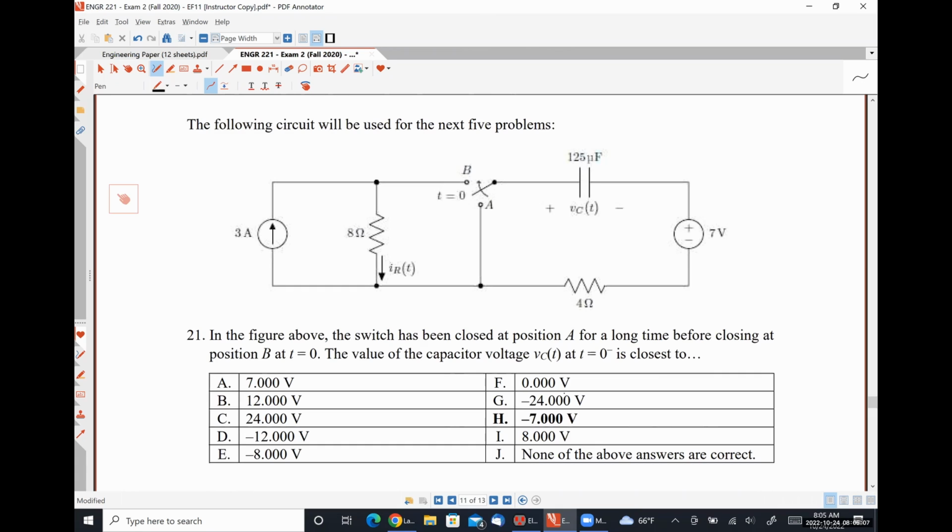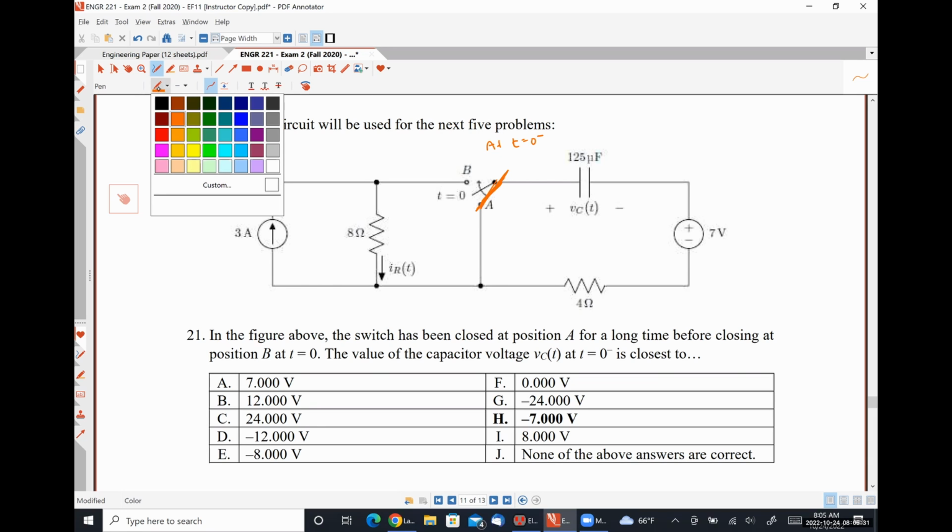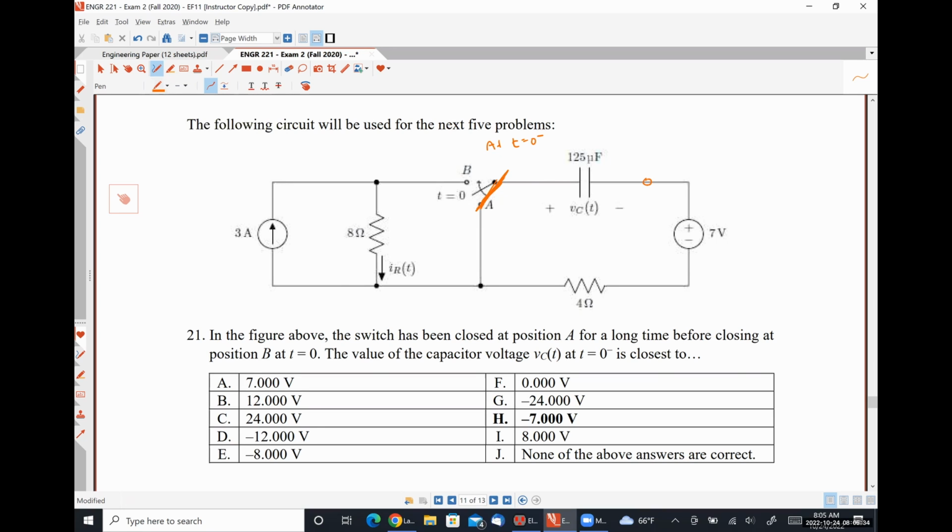All right, so the switch is closed at position A for a long time. So at t equal to 0 minus, there's a short circuit right here, right? At 0 minus, our capacitor looks like an open circuit, which means there's a 0 volt drop across our 4 ohm resistor because it's not part of a closed current carrying loop when the capacitor looks like an open circuit.